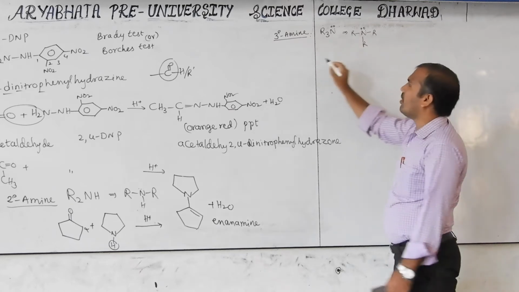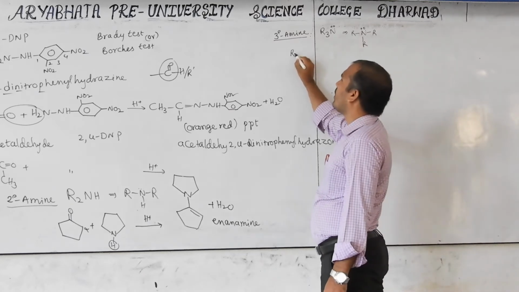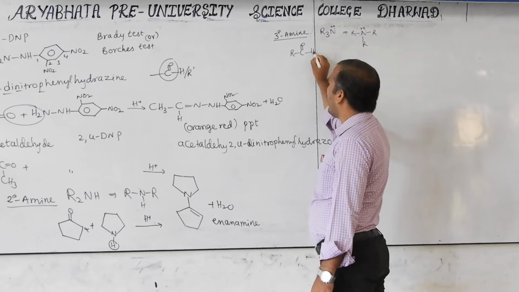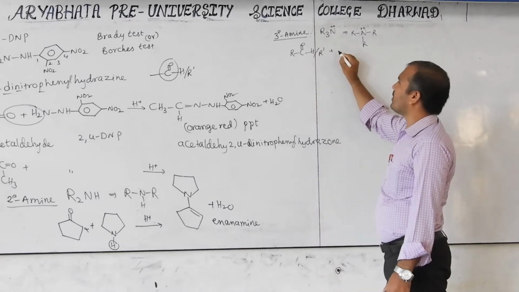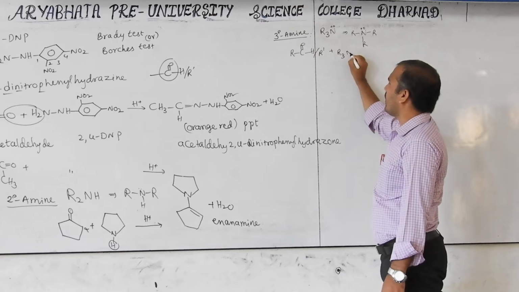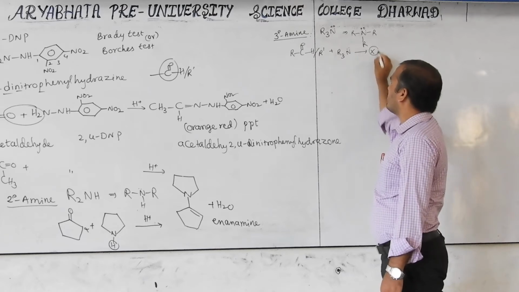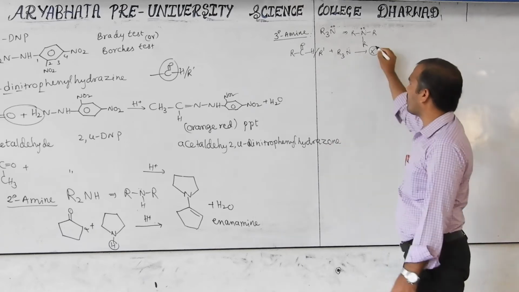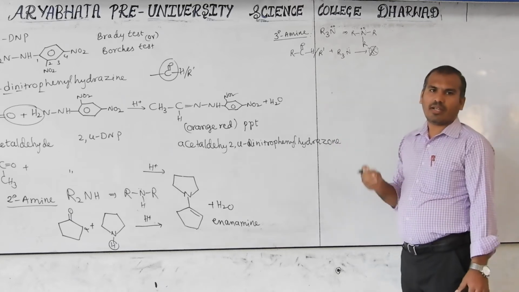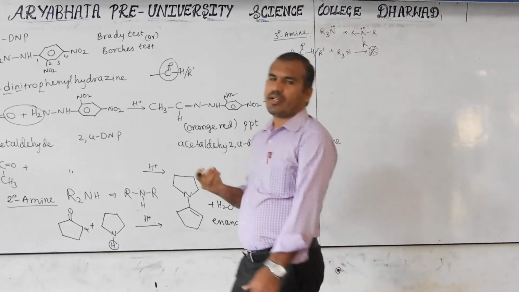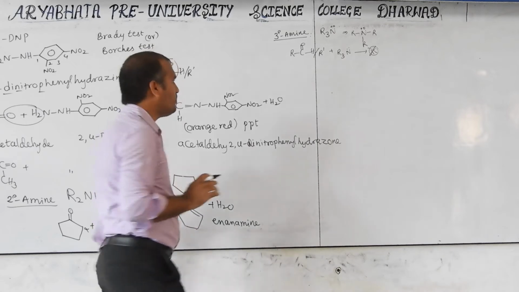That's why aldehydes, C double bond O, H, R, that is aldehyde or ketone, react with R3N: there is no reaction. No reaction. So you have identified that if a tertiary amine is given to react with an aldehyde, there is no reaction.